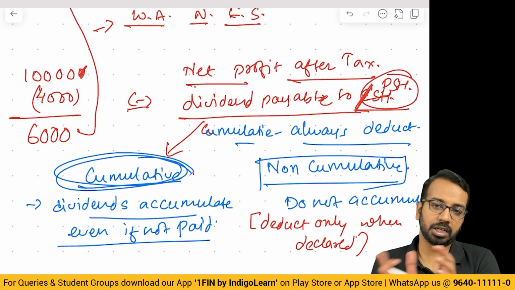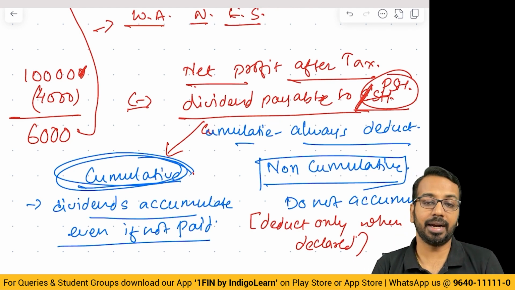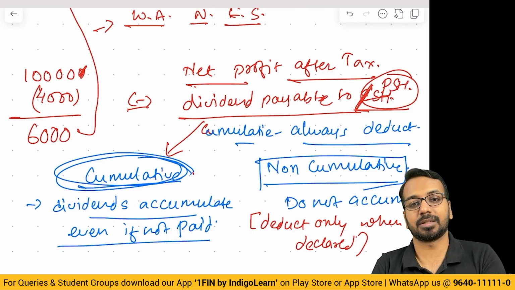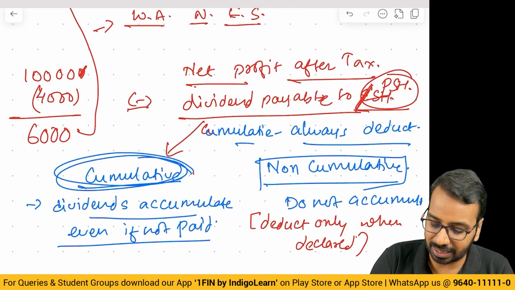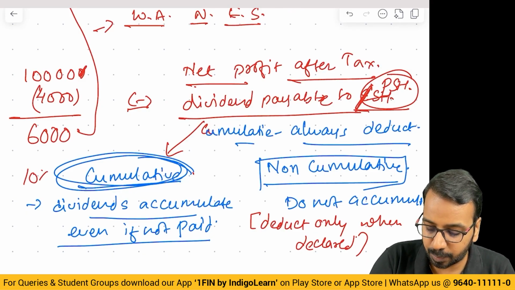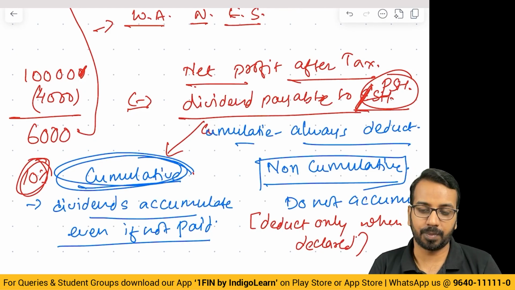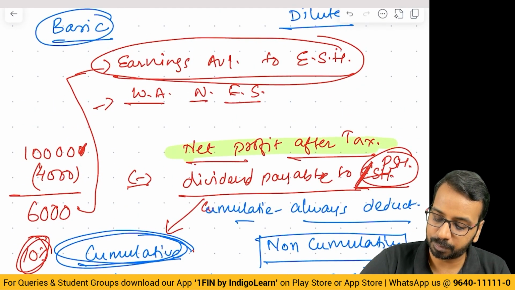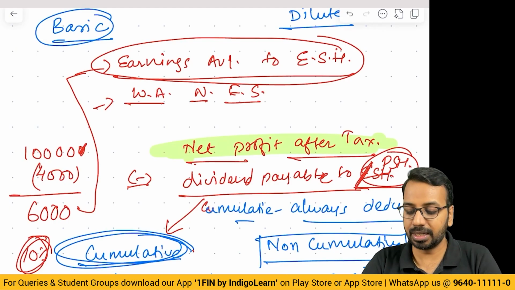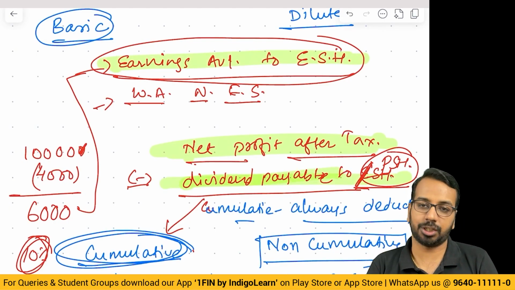So what you have understood, you will take net profit after tax, you will reduce the preference dividend. For cumulative, always. For non-cumulative, when declared. Now what is the rate to be taken? They will tell us it is 10% cumulative preference shares. So at 10% you have to provide. Okay, so that takes care of our net profit after tax minus dividend paid. We get earnings available to equity shareholders.